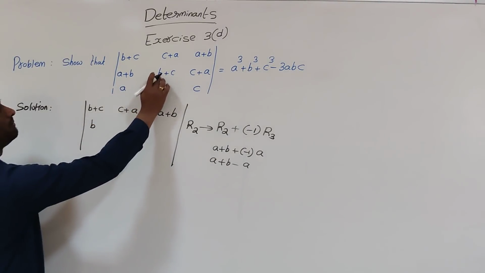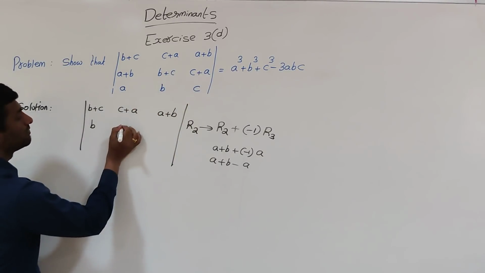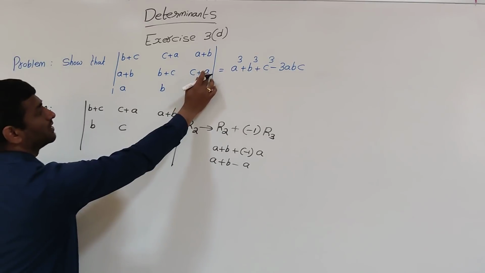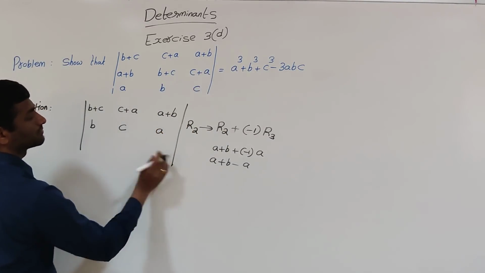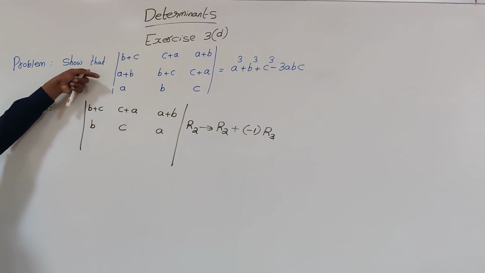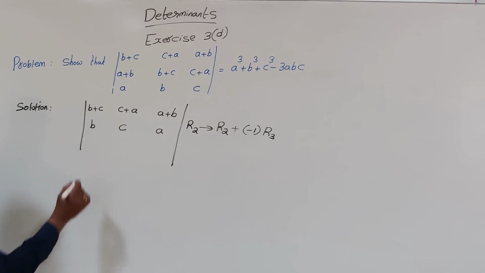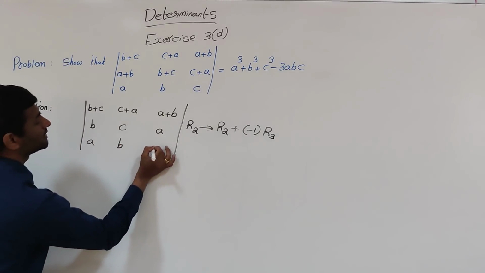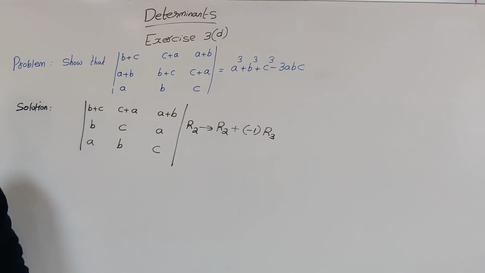Now similarly B plus C plus minus 1 times of B. So it will be C. C plus A plus minus 1 times of C. Then it will be A. So as every element of row 2 is a sum of two numbers, that has been converted into a single digit. So B, C, A. The determinant of this and the determinant of this doesn't change. It remains same.